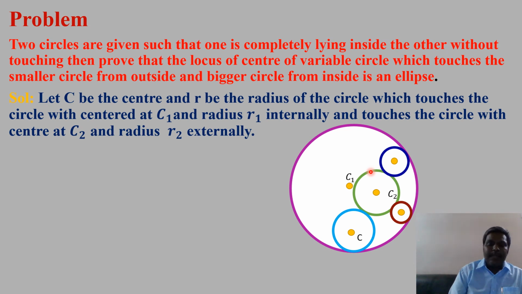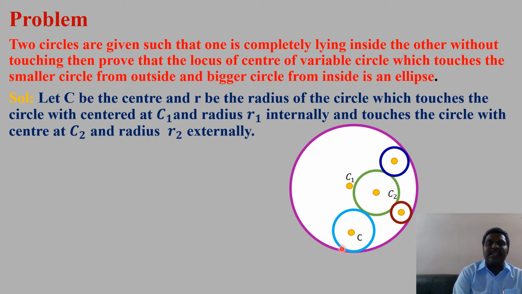So from this concept, what do you have? This is C1, fixed center. This is C2, fixed center of the other circle. This C is varying like this. So the locus is, you have to show that it is an ellipse. So from this figure, we have some conditions. What is the distance from C1 to C2? Here the circles having centers at C1 and C2 touch each other internally.